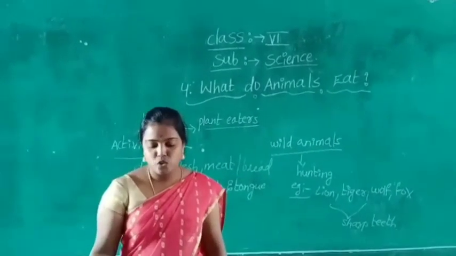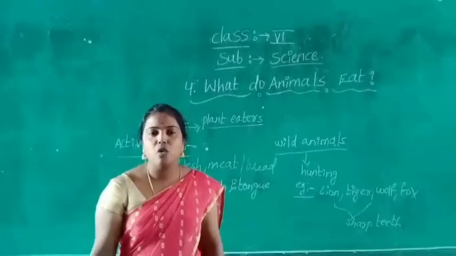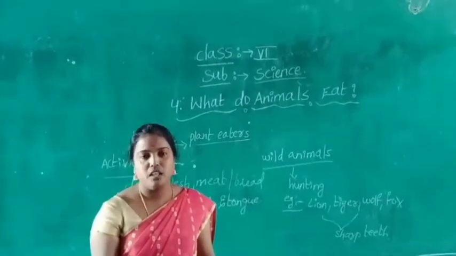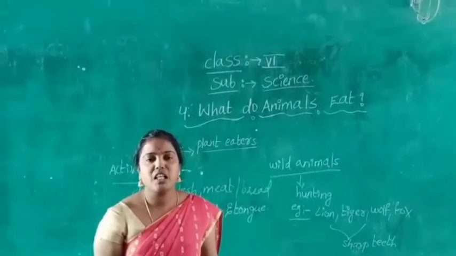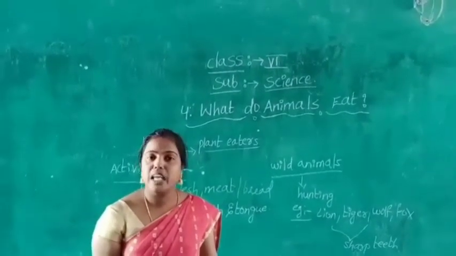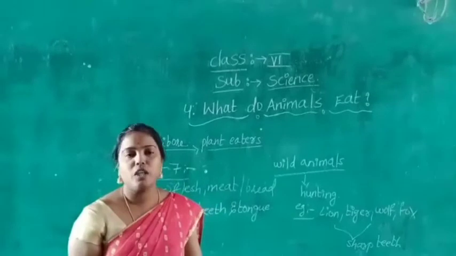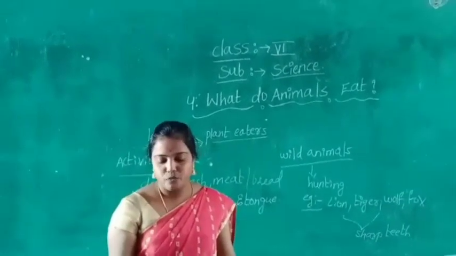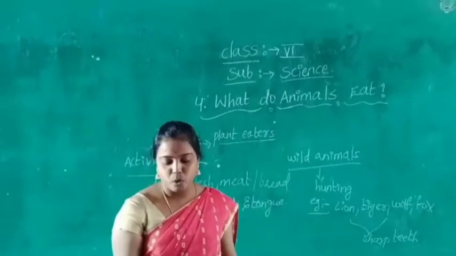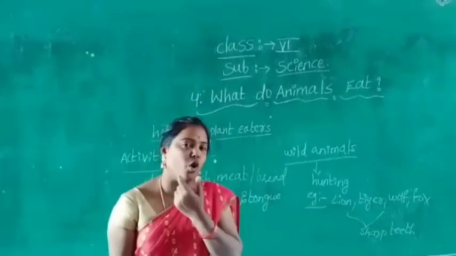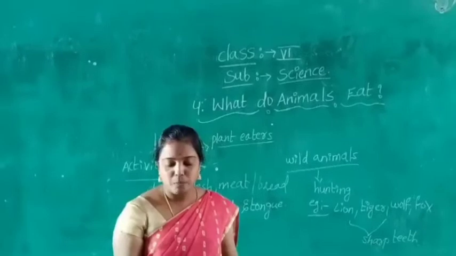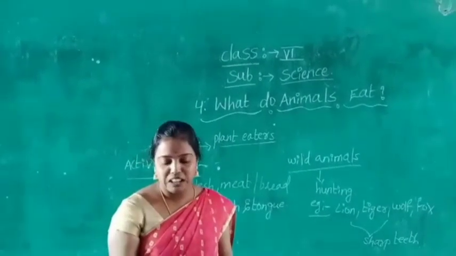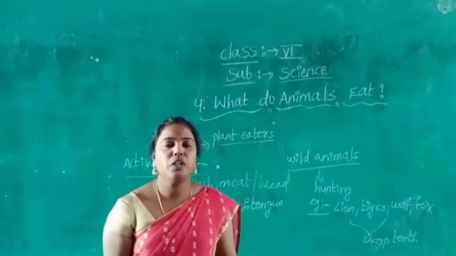Okay, next one, which animals hunt other animals? They have very strong legs. These strong legs are helpful to run very fast. Next, sharp claws. Claws means what? Jaws. These sharp claws are helpful to catch the food and sharp teeth are helpful to tear the flesh.